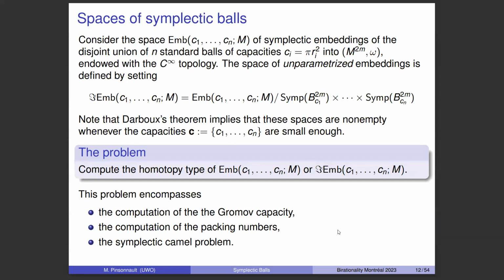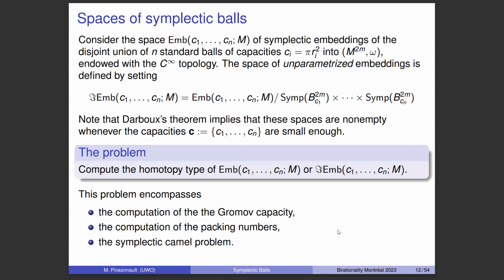So this brings us to the space of symplectic balls. Now consider the space of all embeddings of n disjoint balls of capacities C1 to Cn inside the symplectic manifold M. And we put the C-infinity topology coming from the mapping space. And as I explained earlier, we can also consider the space obtained by only looking at the images, forgetting the parametrization of the balls. And as before, this is denoted with the script I, embedding.